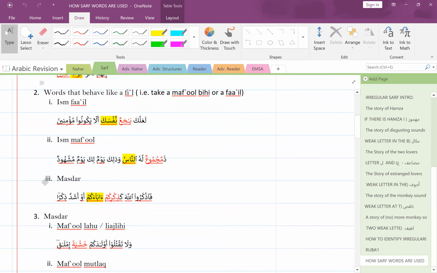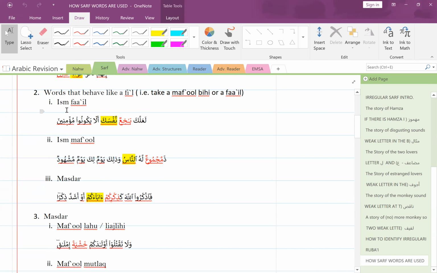Another way you can use sarf words is words behaving like fi'als. How do they behave like fi'als? In two ways. They either take a maf'ul bihi or they take a fa'il. These are words that have a job, like they are amil, they do a job. Why? Because a fa'il is something that does an action, right? Something that does a job. In the same way, these words also do a certain job, like they would take a fa'il, or they would take a maf'ul bihi. Let's look at the first example. We have an isim fa'il.